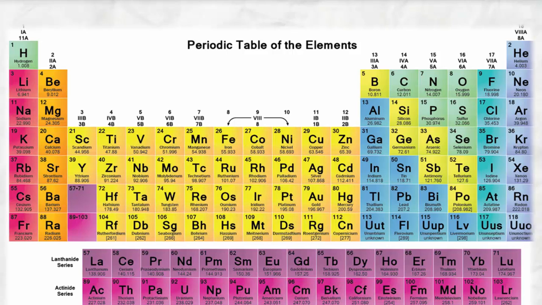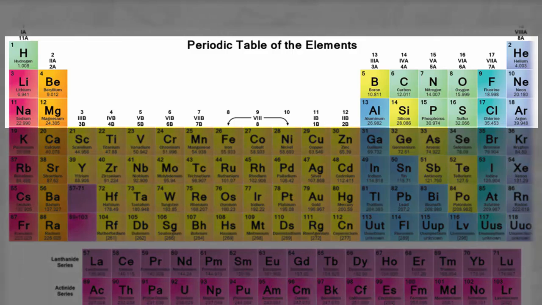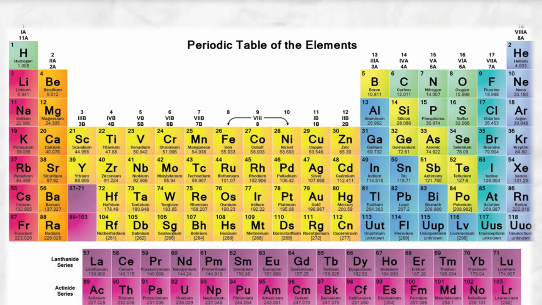Now let us observe the atomic masses of the elements. Hydrogen has 1.008 as the atomic mass, whereas helium, which is the very next element, has the atomic mass of 4.003. Lithium has 6.941, beryllium 9.012 and boron it is 10.811.